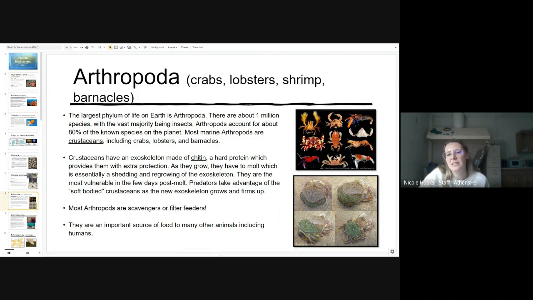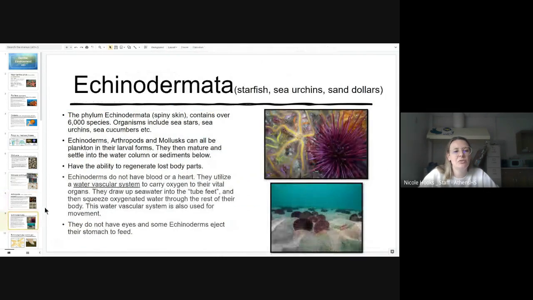And then this is a picture of just how vastly different a lot of the different arthropods are. There are so many of them. And they're actually a really important food source for humans. So lots of people like crab, lots of people like lobster. But they are filter feeders or scavengers. Our barnacles are filter feeders. Okay. All right, next group is our echinoderms or echinodermata.